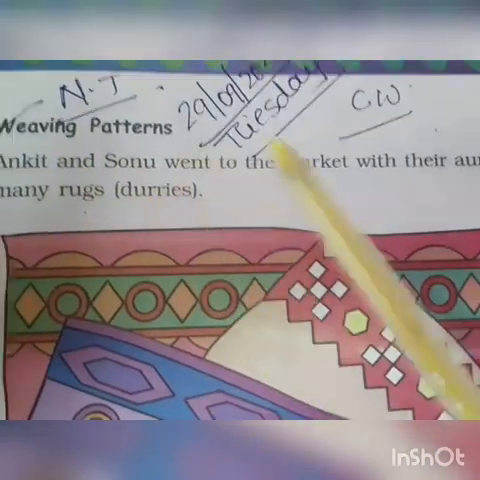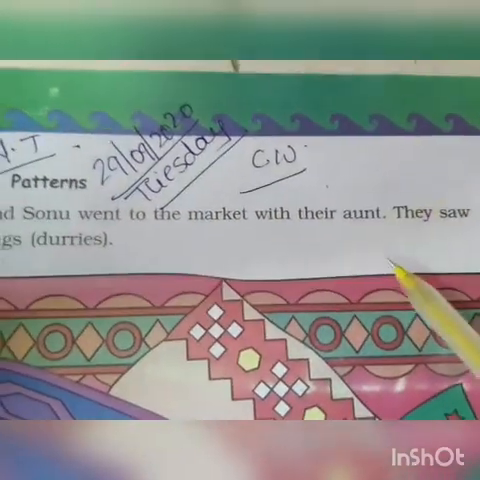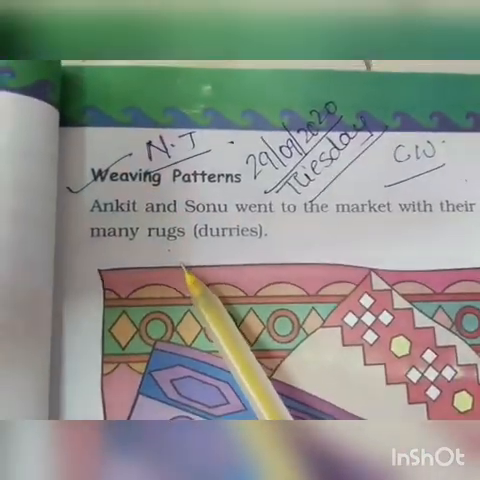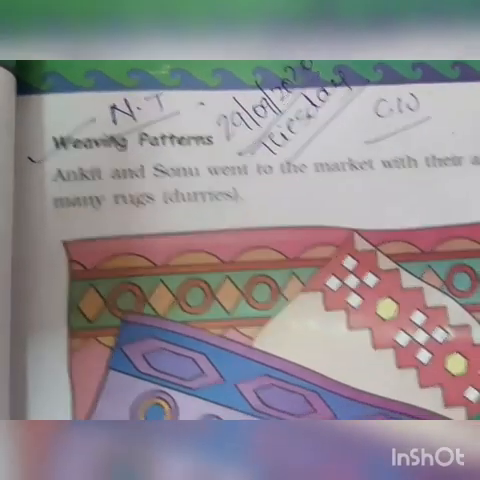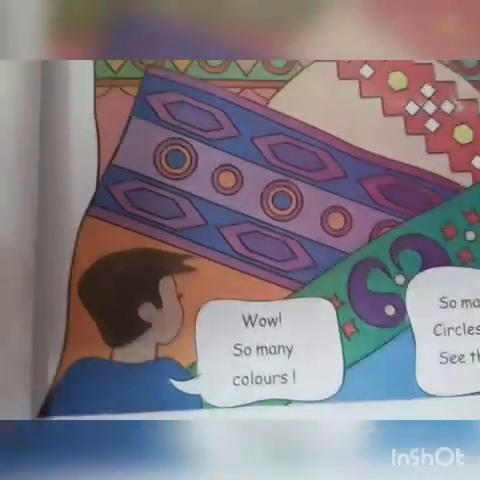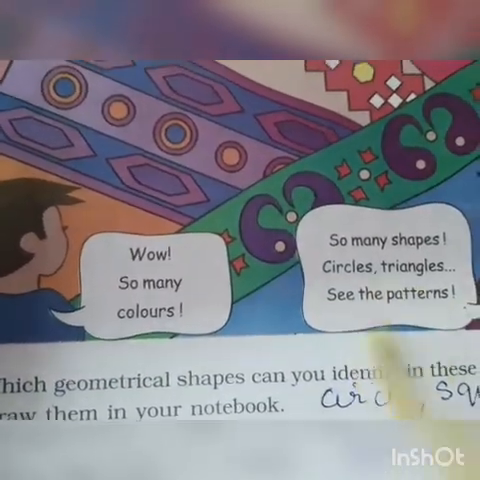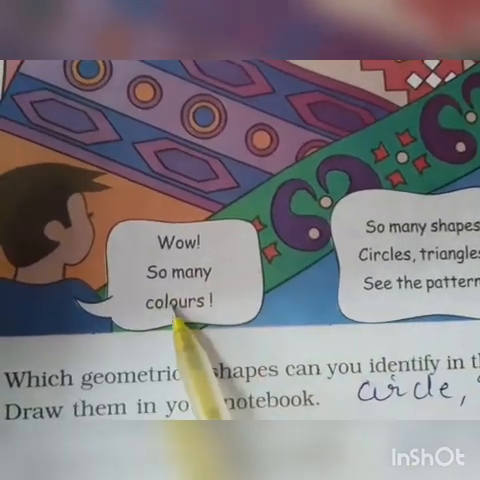Ankit and Sonu went to the market with their aunt. They saw many things, many rugs or daris. Daris means what we spread on the floor, a mat. That is called the rugs or the daris. You can see all these patterns are there. So many shapes, circles, triangles. See the patterns. Wow, so many colors also.